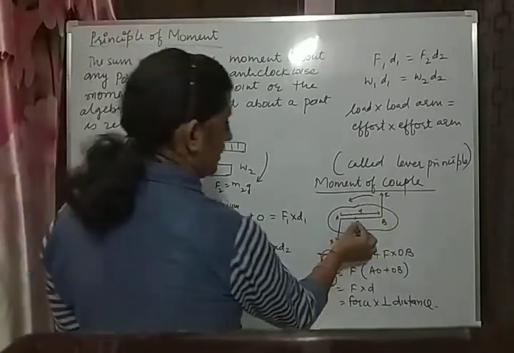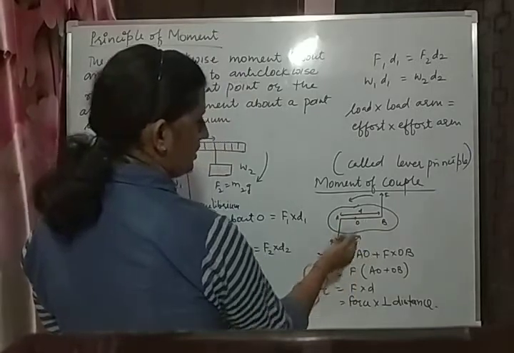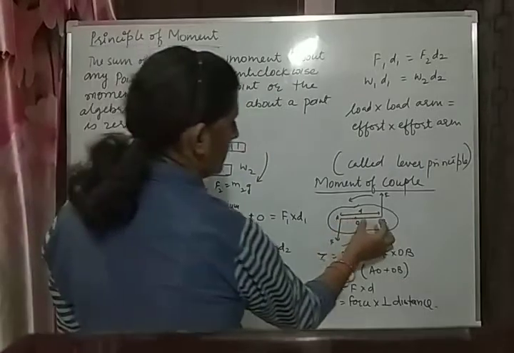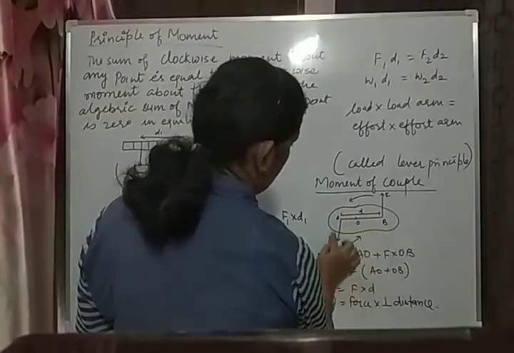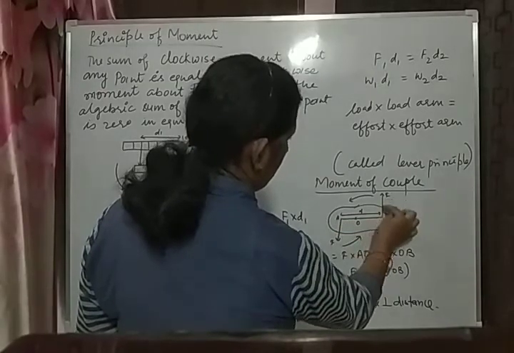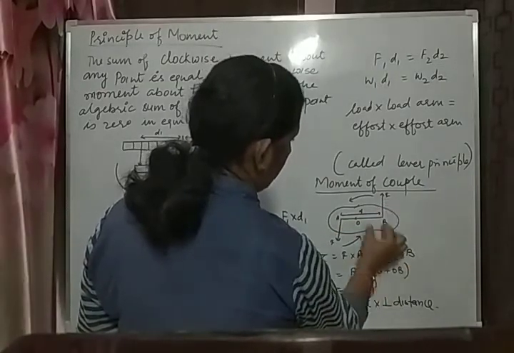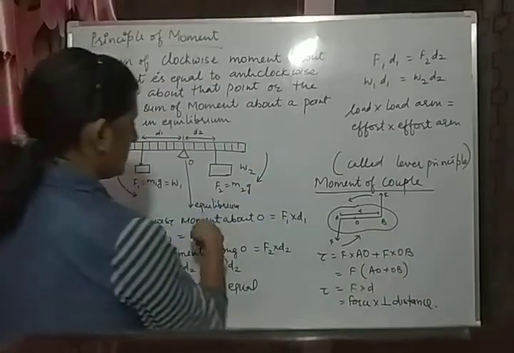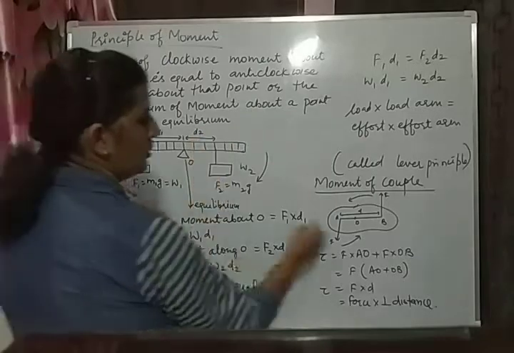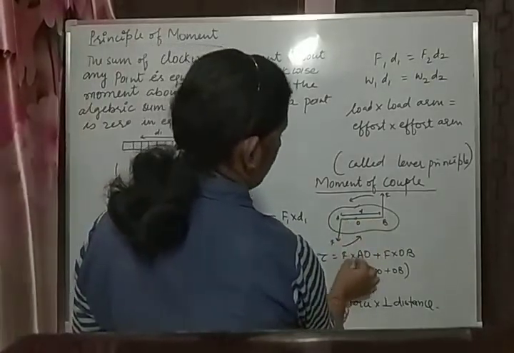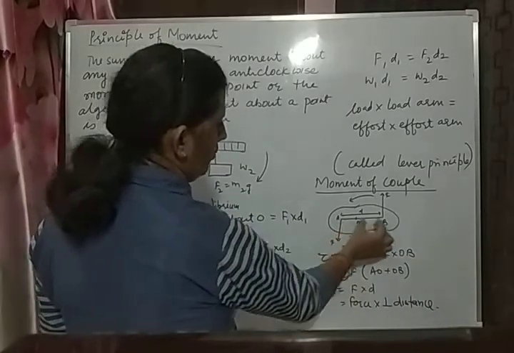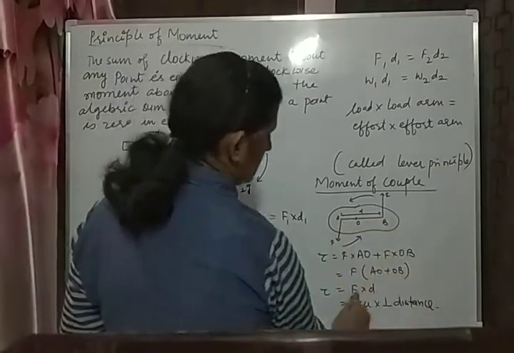For this, suppose O is the equilibrium point, the center of gravity, and by applying this principle of moments, we can have here the force applied is F and the arm is AO, plus here the force is F and the arm is OB. The principle also says that the sum of the moments about a point is always 0. So you can add these values: F into AO plus F into OB. F comes out as common, AO plus OB, which is equal to the distance, F into distance.